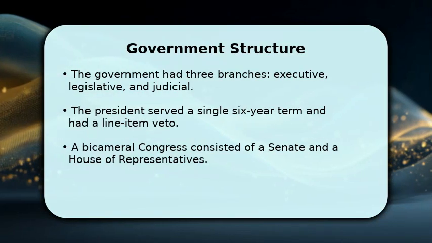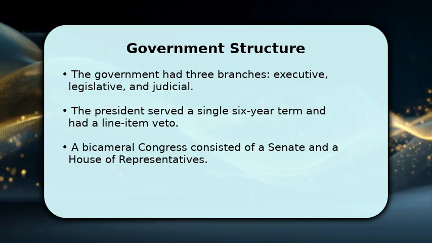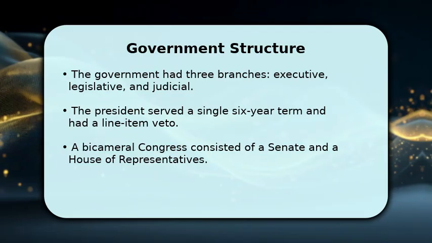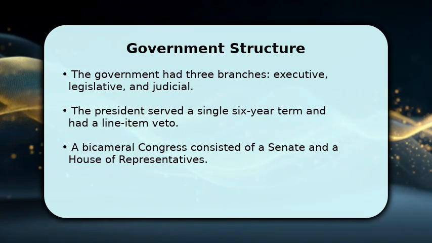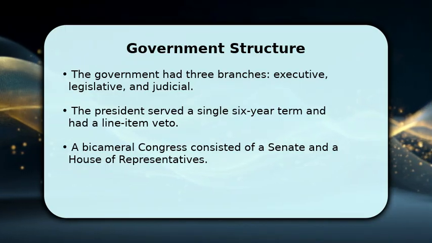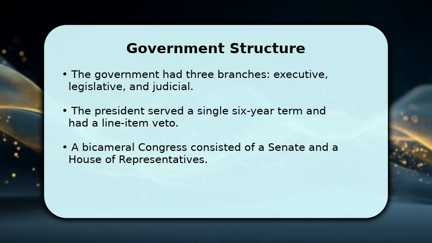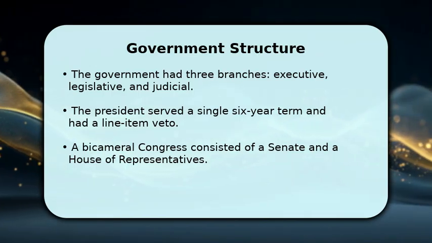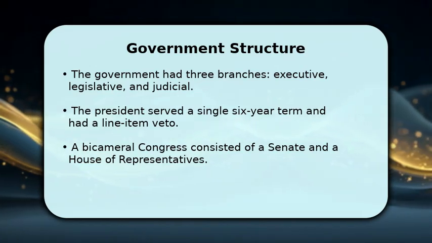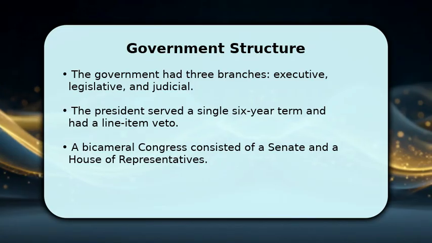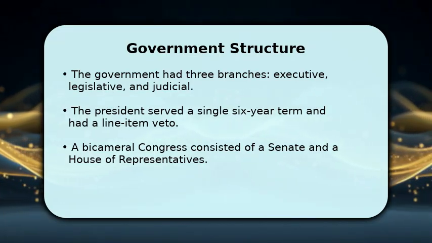The Confederate government was structured with executive, legislative, and judicial branches. The president, serving a single 6-year term, held significant power, including a unique line-item veto for appropriation bills. The legislative branch, known as the Confederate Congress, was bicameral, comprising a Senate and a House of Representatives. While a Supreme Court was outlined in their constitution, it was never fully organized or operational during the government's existence, leaving judicial matters largely to state courts.